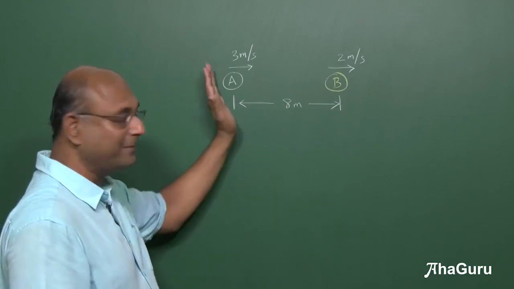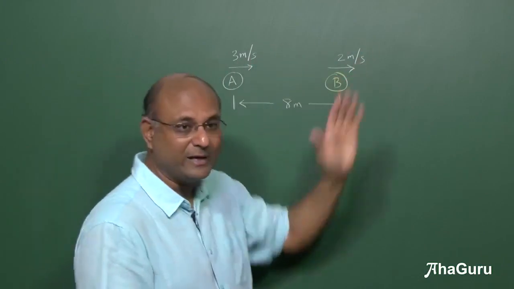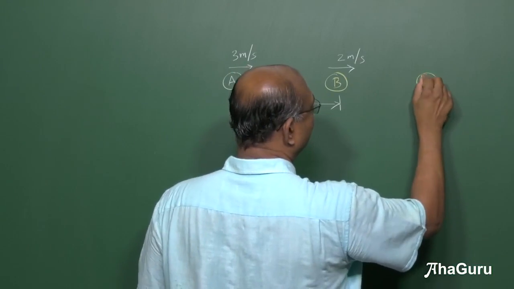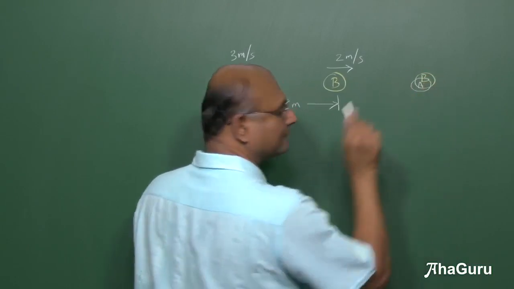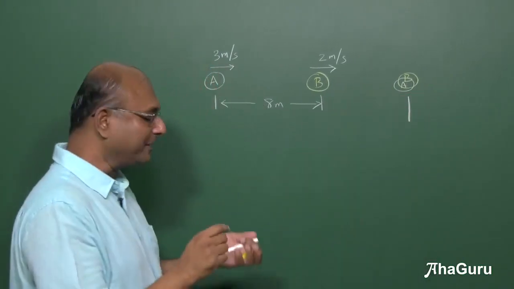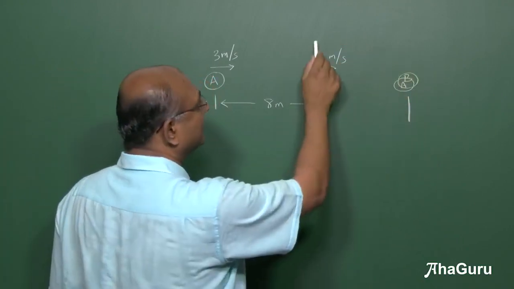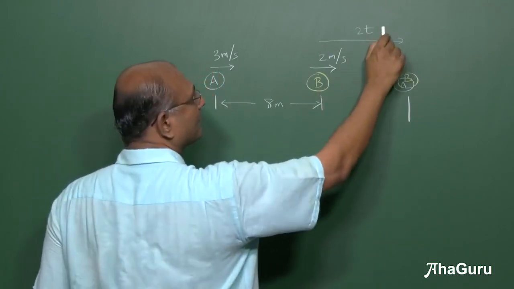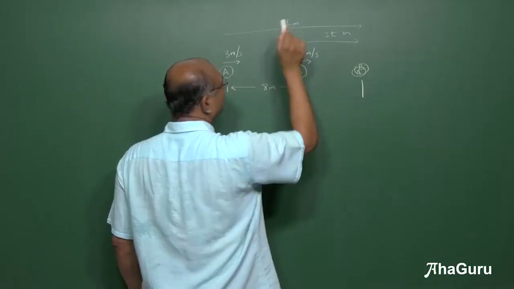First of all, A will catch up with B, right? Because when B moves, A is basically moving at 3 meters per second, so A will catch up with B. So there comes a time when B is here and A has also reached this place, right? I want to know when will this happen. Of course, we can do this directly by saying, let this take t seconds. So that means this would be 2t meters and this would be 3t meters.